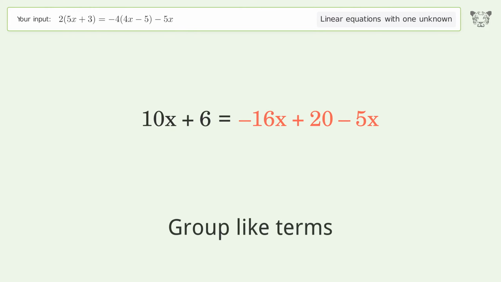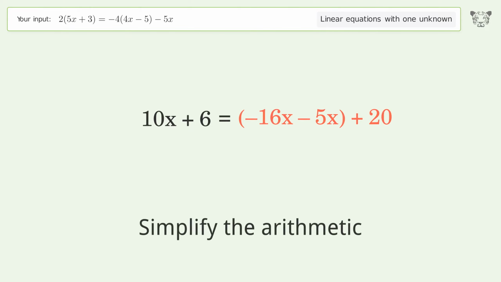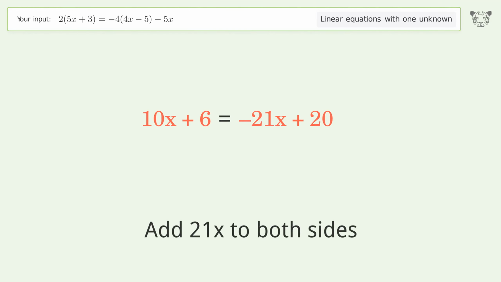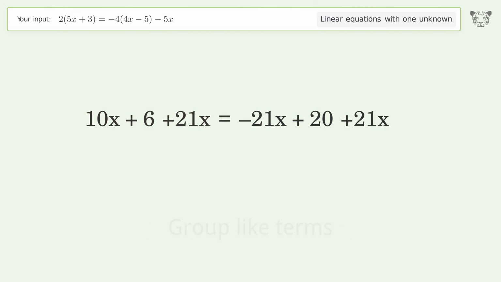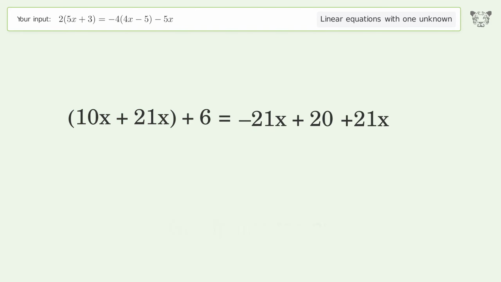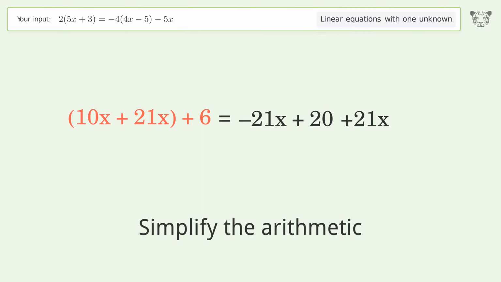Group like terms. Simplify the arithmetic. Group all x terms on the left side of the equation. Add 21x to both sides. Group like terms. Simplify the arithmetic.